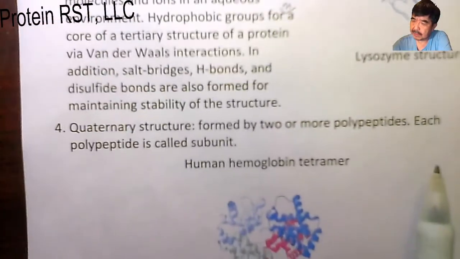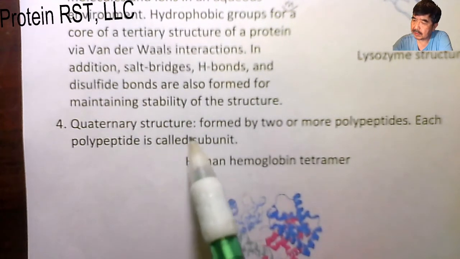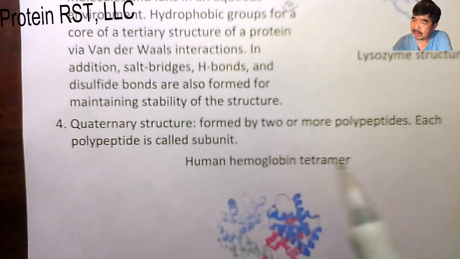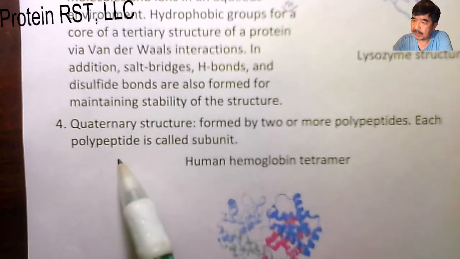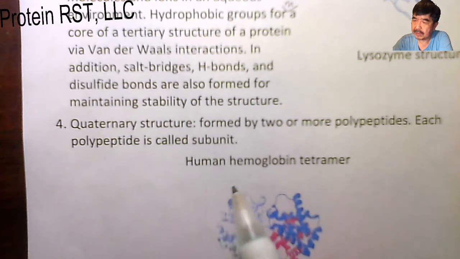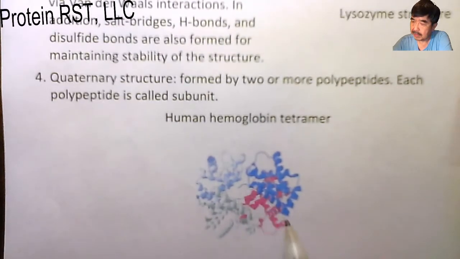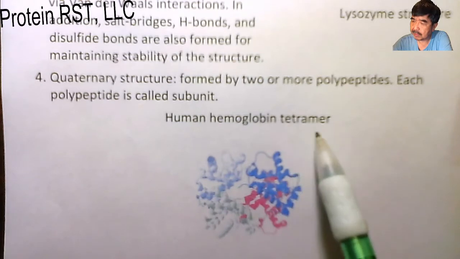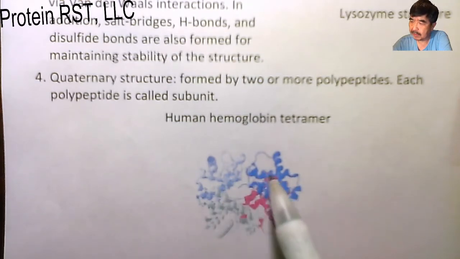And the last level is called the quaternary structure. This structure is formed by two or more polypeptides. Each polypeptide is called a subunit. This is the model here. It's a hemoglobin. Hemoglobin is a tetramer formed by 4 polypeptides, 4 subunits. And in this model, you can see 4 colors. Each color represents 1 subunit.